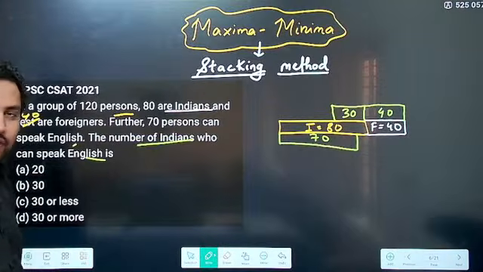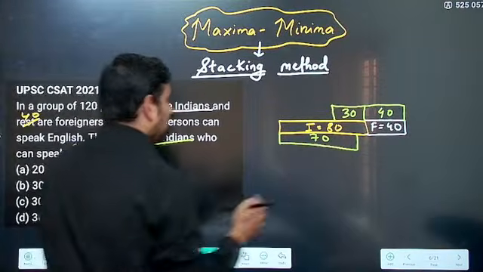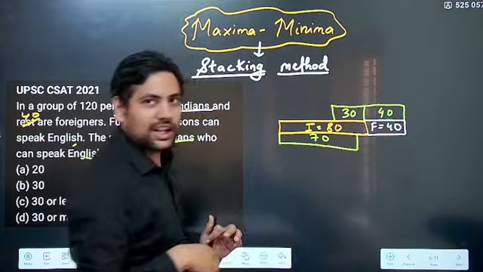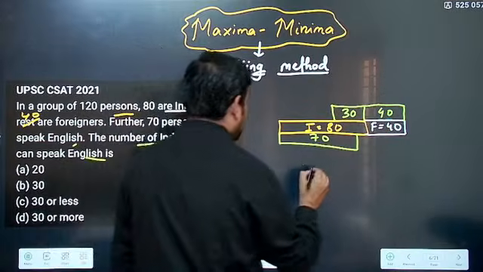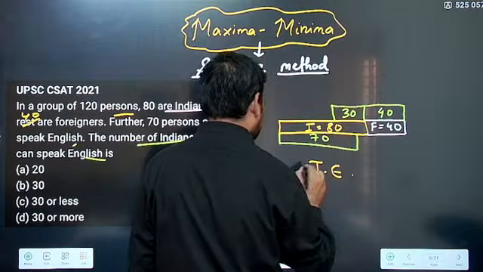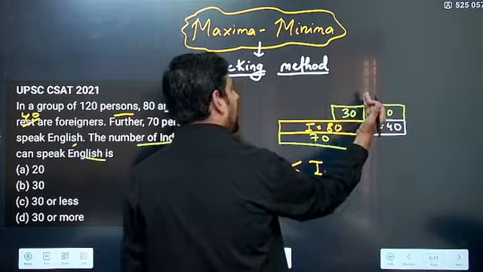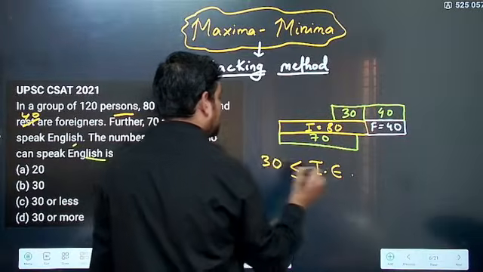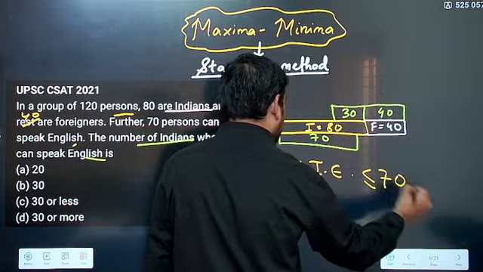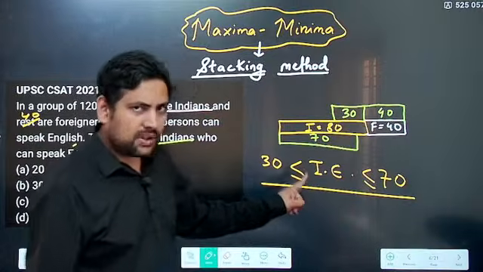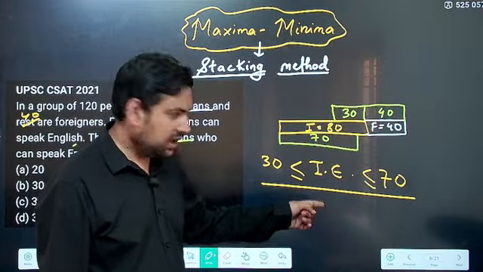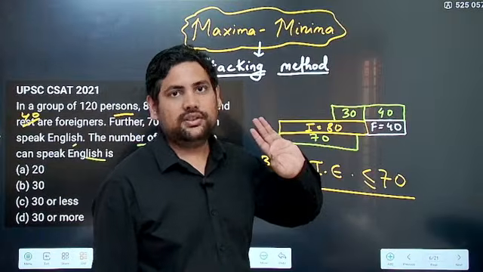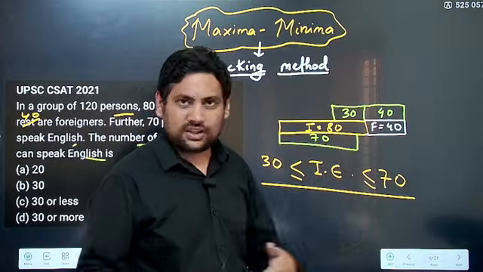Now if you look at this diagram, what do you see? Forget foreigners. What do you see in Indians? In Indians who can speak English, what is the range? It is at least 30, it is between 30 and 70. That is, the minimum number of Indians who can speak English is 30. The maximum number of Indians who can speak English is 70. And somewhere in the range are all the values.